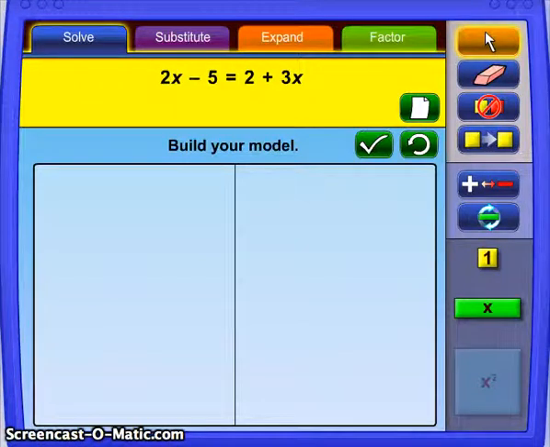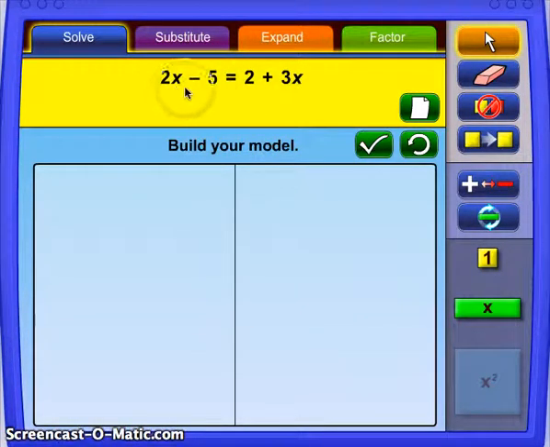So today we're going to be looking at algebra tiles online. This particular algebra tiles allows us to use it in 4 different ways. We can solve, substitute, expand, or factor. But today we're just going to be looking at how to solve and how to expand. So let's start with our first equation.